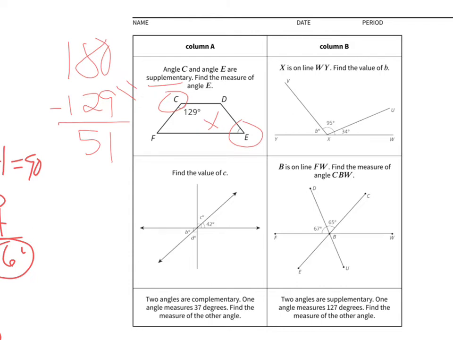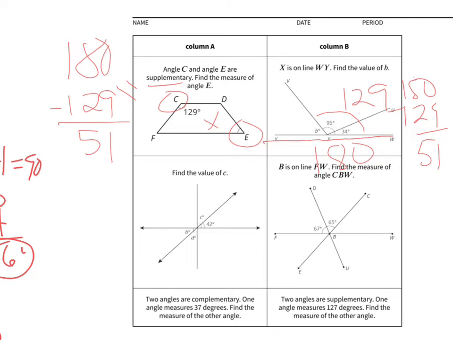So column B says X is on line WY. Find the value of B. Well, we know a straight line is 180 degrees. We already know these two angles. If we go 95 plus 34, we're going to get 129 for those two angles. So if we go 180 minus 129, we are going to get 51. It's just like the problem over here in column A. So we did that correct. Okay, moving on to the next one. Now they get a little trickier.